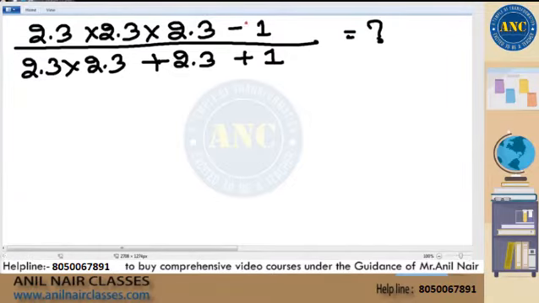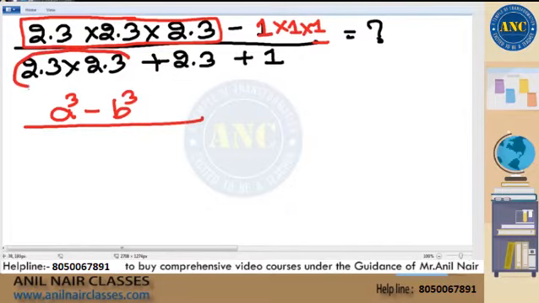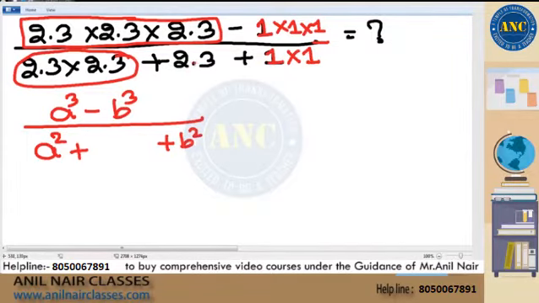Now listen carefully, same logic. 2.3 is multiplied 3 times, so this is nothing but a power 3. Minus 1 is written only 1 time, but I can also write 1 as 1 into 1 into 1, which is b power 3. So 2.3 I already called a, multiplied 2 times, a square. 1 I already called b, multiplied 2 times, b square. The middle term, 2.3 into 1, is ab. Same as the previous question.